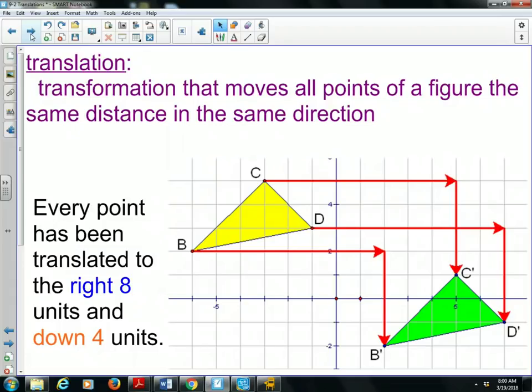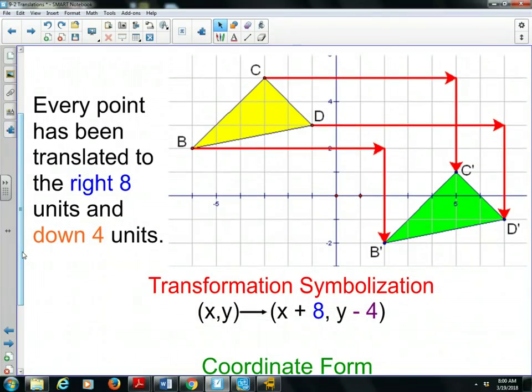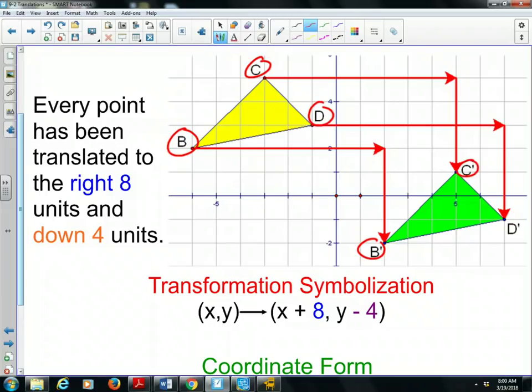In a reflection, it was a flip over a point, line, or plane. This one, it's basically like the triangle stays the same direction, it's just moved, okay? So every point in the triangle is moved the same way, the same distance in the same direction. So as you can see, we have our pre-image, the triangle BCD to triangle B prime, C prime, D prime.